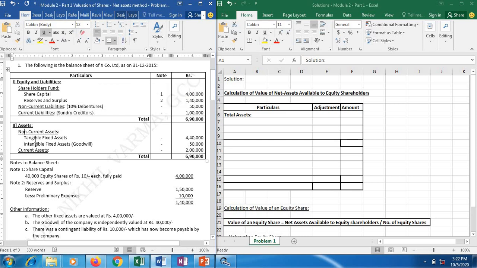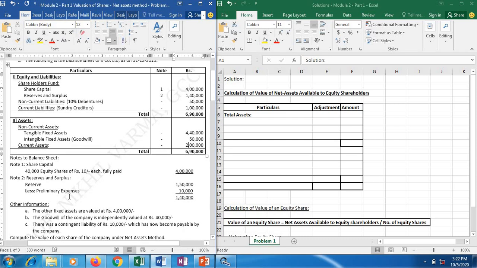Then we have assets. Under non-current assets, we have tangible fixed assets and we have intangible fixed assets. Value of goodwill is given here at 50,000. Then we have current assets at 2 lakh. Notes to balance sheet, we have already looked at it. Then we have some other information which is given here. The other fixed assets are valued at 4 lakh.